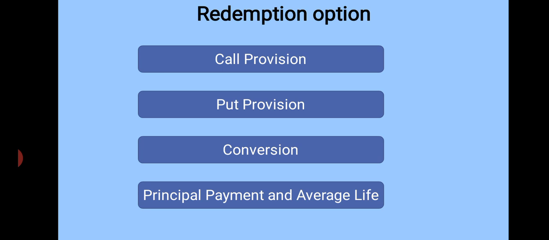Put provision gives an investor the option to sell, that is put option, we have discussed it, to sell the bond to the issuer prior to the maturity at a specific date and time. This is meant to protect the investor. The interest rate on such a bond is comparatively lower. There is a provision to put, to sell. Clear? The next, conversion. It can be converted.